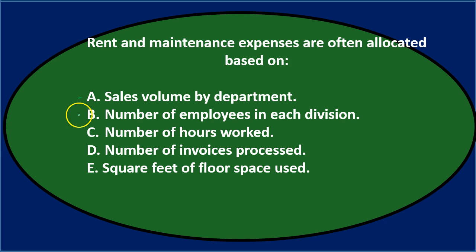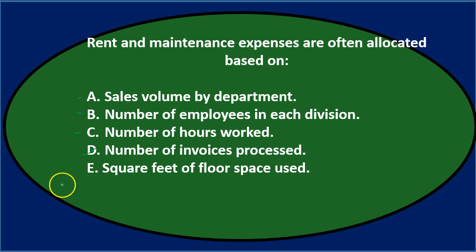So B says the number of employees in each division. And again, that might be reasonable in some cases, but for the rent and maintenance, the number of employees, maybe, because more employees might have more maintenance after them. And then C says the number of hours worked. And again, that seems kind of reasonable. And then D says number of invoices processed. For rent, probably not. And then E says the square foot of floor space used.